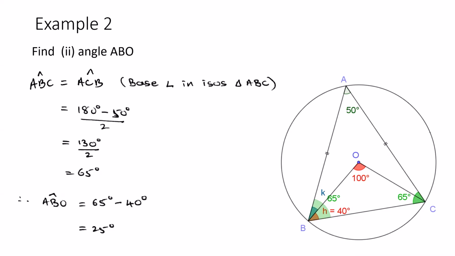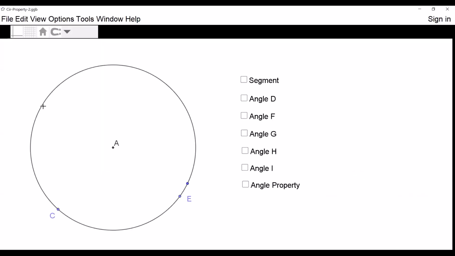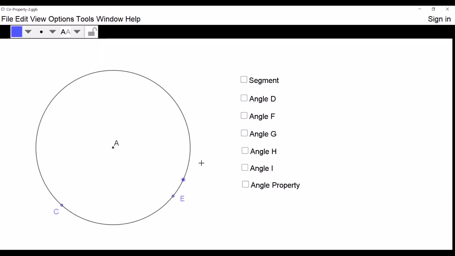We will now explore the second angle property of circle using GeoGebra. So this is a circle, and the shaded part is a segment. So we have a segment. Now we have one angle, angle D or CDE, in the shaded segment. So we can see that angle CDE is 45 degrees.